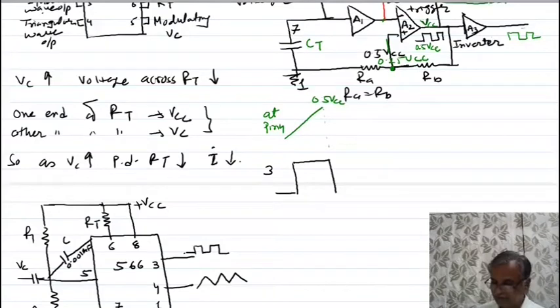So listen again. When the capacitor is charging, the voltage at this pin increases. When this voltage is more than 0.5 VCC, the output immediately goes low. But up to 0.5 VCC, this voltage is less than the reference voltage. I already discussed the comparator and Schmitt trigger in a previous lecture. So the output is high. When this voltage is more than 0.5 VCC, immediately the output will be low.